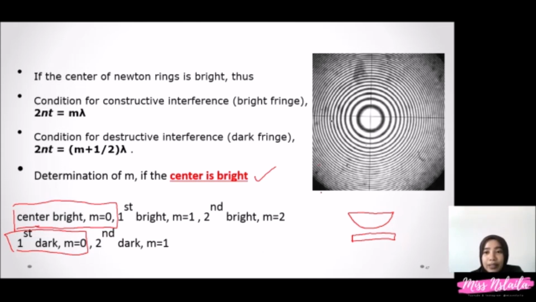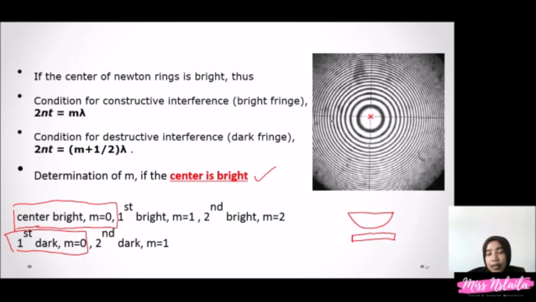Okay, let me share a bit about experiment 3 that you are going to do in the lab. When you do experiment 3, you will see that the center of Newton's ring is bright. When you set up the experiment, you switch on the light, you put on the Newton's ring apparatus, the lens, the color filter, then you will see a series of circular rings on the screen. First, you need to label where the center is. Okay, you can mark the screen using your pencil.